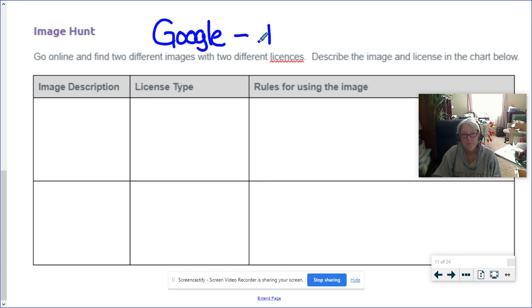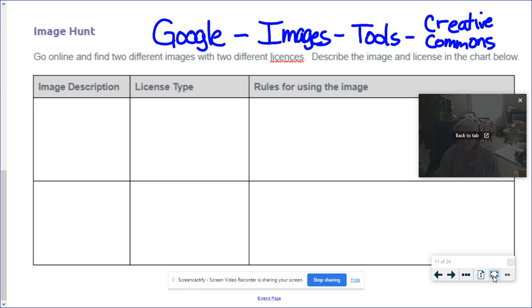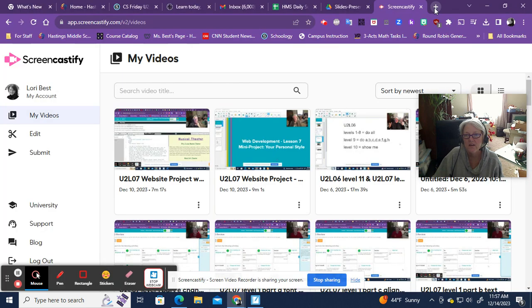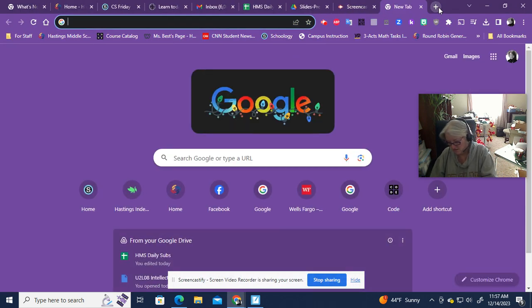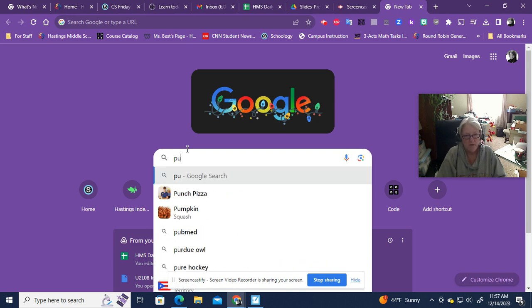Google images. When you're going to look, we're going to get trained this way. Google, look for images, go to tools, and then Creative Commons. What does this look like? Okay, let me show you what it will look like. All right, here we go. So let's say I'm going to tell you, all right, we're going to look for a puppy. Okay, image of a puppy. Easy peasy. So we type in puppy.